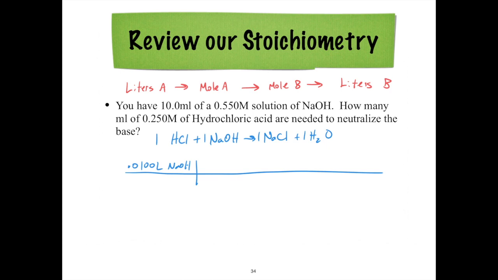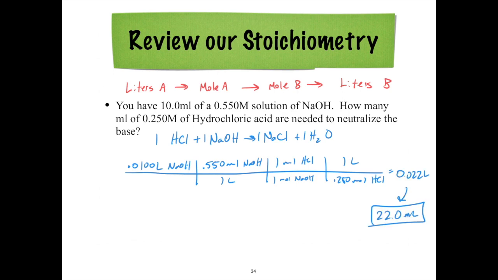Now I'm going to multiply that by the molarity of the known substance, which in this case is a base. So it's 0.550 moles on top and 1 liter on the bottom, because we need to convert from liters to moles of NaOH. Next, I'm going to do the mole to mole conversion, which requires 1 mole of NaOH on the bottom and 1 mole of HCl on top. Finally, I'm going to use the last molarity, which is of hydrochloric acid. This time I want the 0.250 moles to be on the bottom, and I want 1 liter on top because I'm asking for how many milliliters or liters. Then I can convert to milliliters at the end. So once I've got all that work set up, I can punch it in my calculator, and the correct answer is 0.022 liters or 22 milliliters.